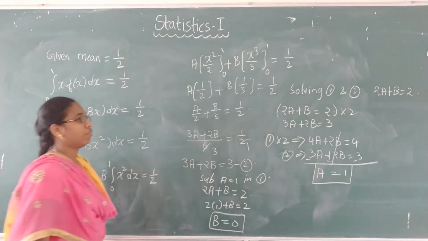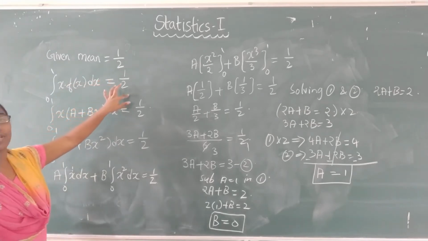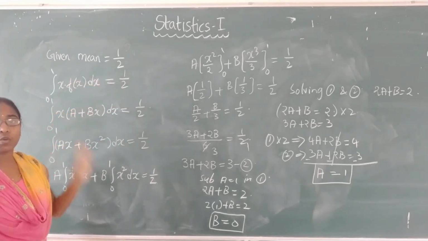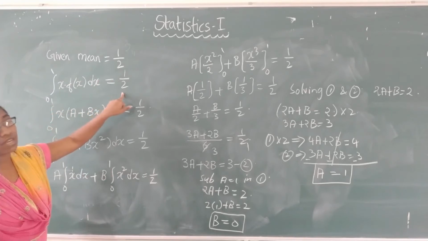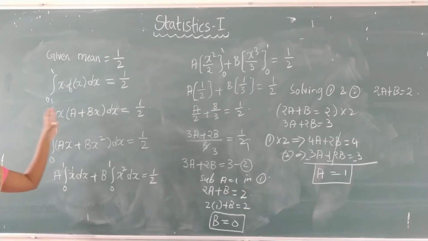Whenever you have certain conditions, when a mean value or variance value is given, you will consider that formula and write it equal to the value given in the question. So your mean value is given as 1 by 2, so I have considered the mean formula and written it as 1 by 2. Suppose if variance is given, you will write the variance formula equal to the given value, whether it is 1 by 2 or 1 by 4.